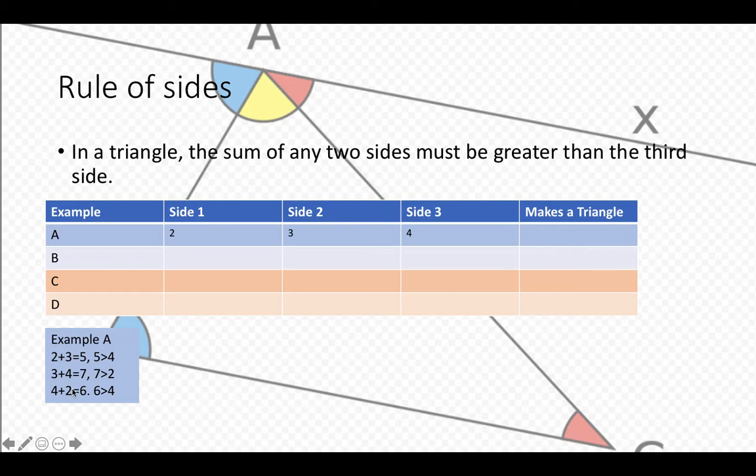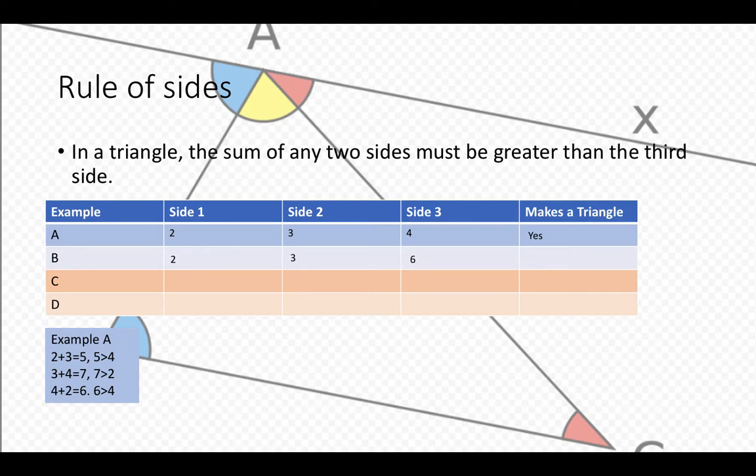And then I'm going to take my last remaining pair, side 1 and side 3, add them together, and I get 6. 6 is greater than 3. So because all 3 of these, when I add them up and compare them to the third side, are greater than the remaining sides, that means that these 3 sides can make a triangle.